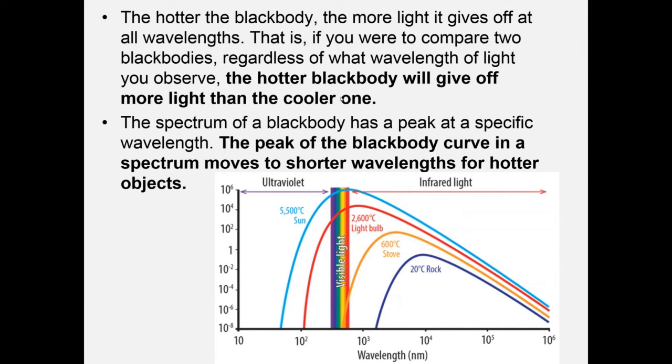All right, and then the peak tells us directly the temperature. Where it peaks is going to tell us the temperature. So a 20 degrees Celsius rock peaks somewhere at 10,000 nanometers. The sun peaks a lot closer to, actually it peaks around green. So it peaks in the visible part of the spectrum, whereas the rock peaks in the infrared, right? So the peak of the black body curve in a spectrum moves to shorter wavelengths for hotter objects. All right, those are the two key facts. A hotter thing puts out more light at all wavelengths, and it peaks at a shorter wavelength.